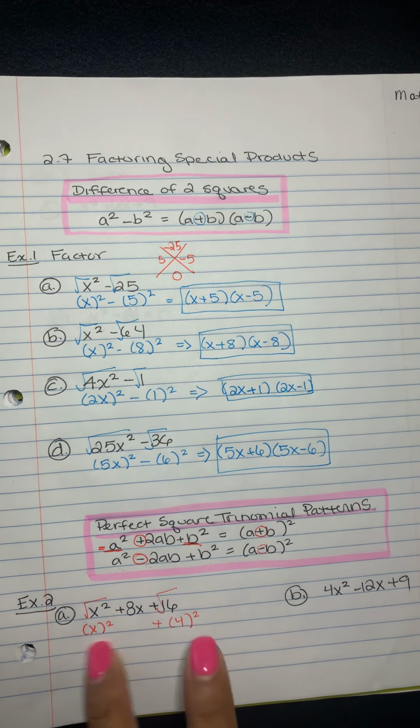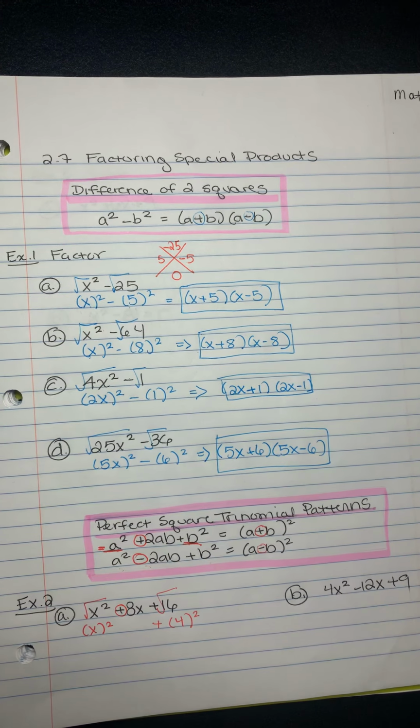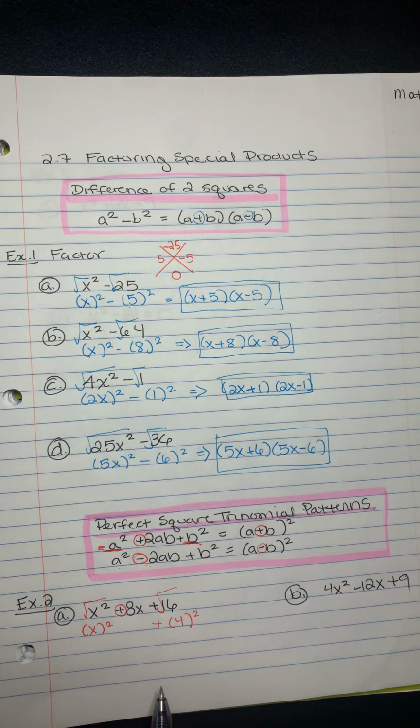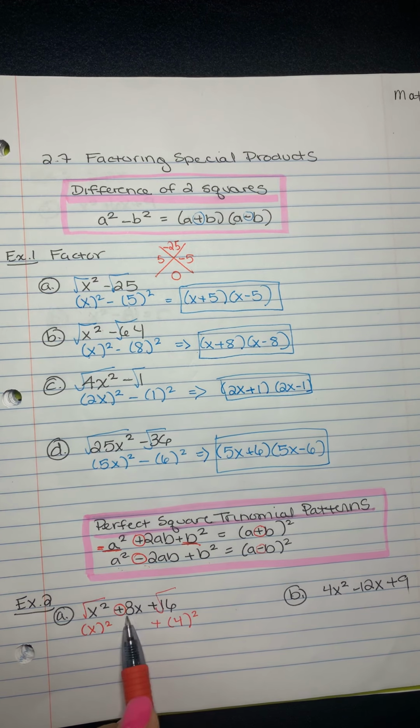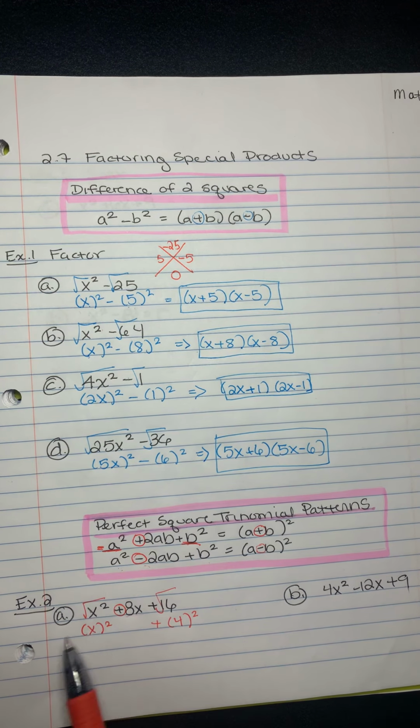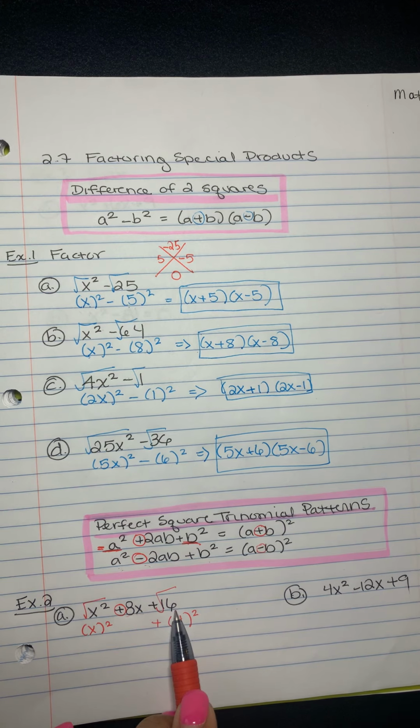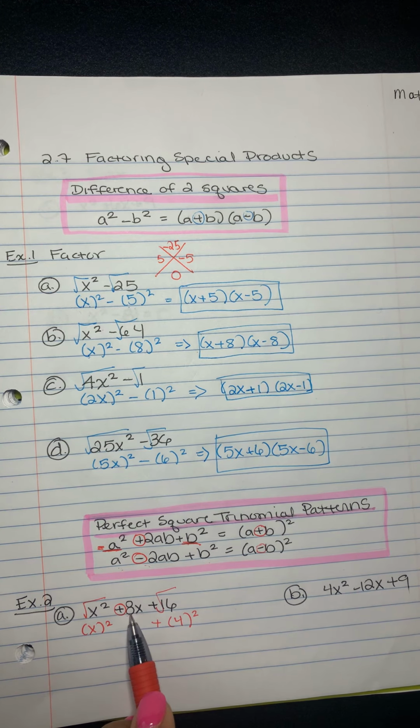If you have identified your a and your b, we know this is a plus sign. And we want to make sure this is 2 times ab. So if a is x and b is 4, 2 times 4 is 8, and then we have 8x. Okay, so we want to make sure this is the only time that you can use it, when you have a, it's called a perfect square trinomial.